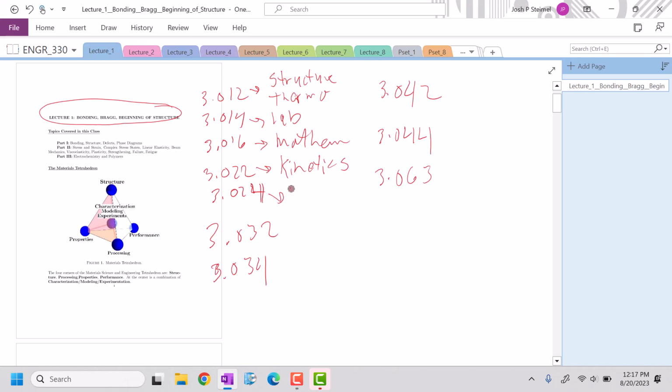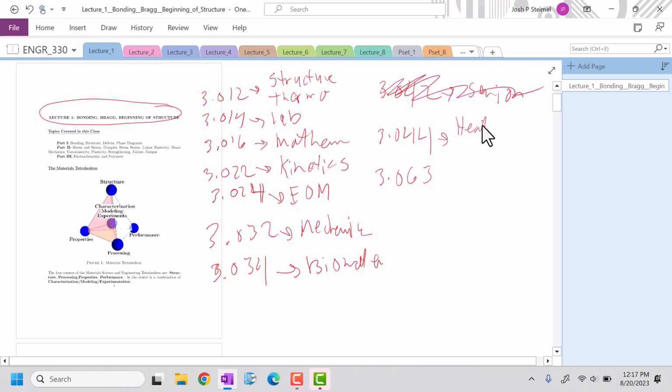This was electrical, optical, and magnetic materials. This was mechanics of materials. This was a biomaterial course. This was senior design. You'll take this in your other majors, so you don't have to worry about that. And then this was heat transfer and fluids. We will not be covering that in this course. And then here is polymers.